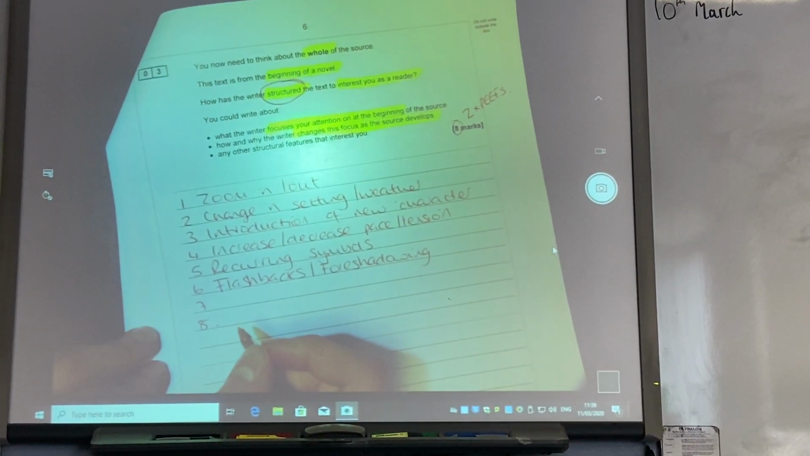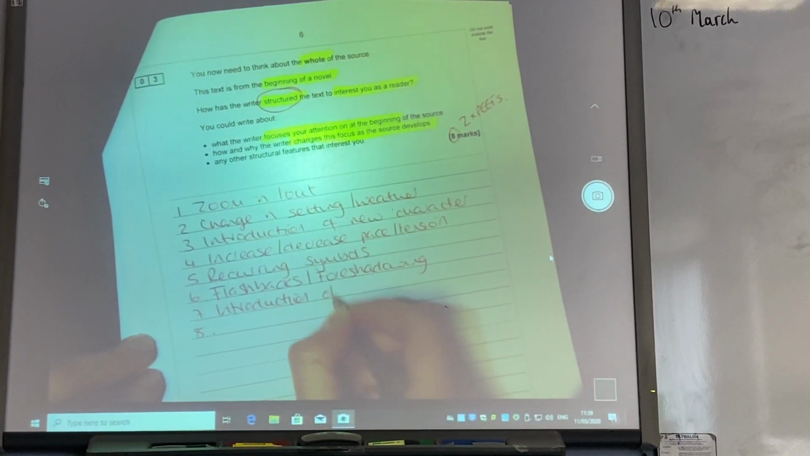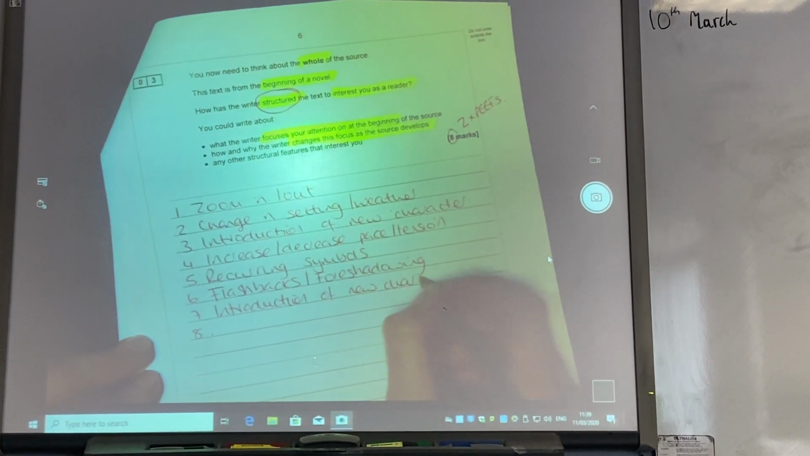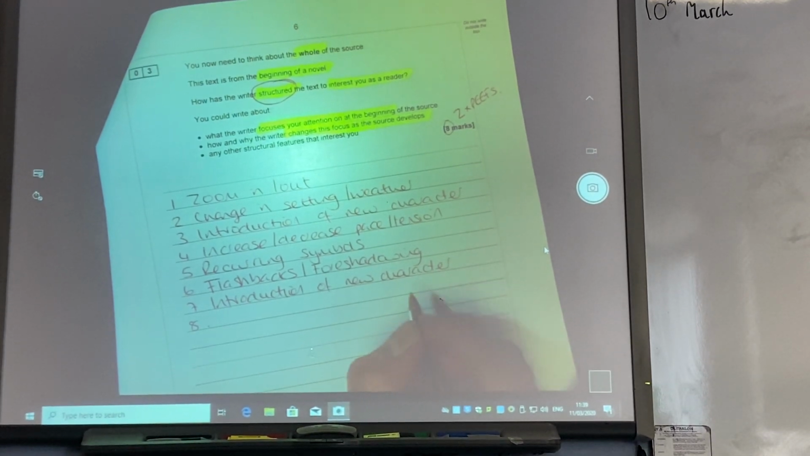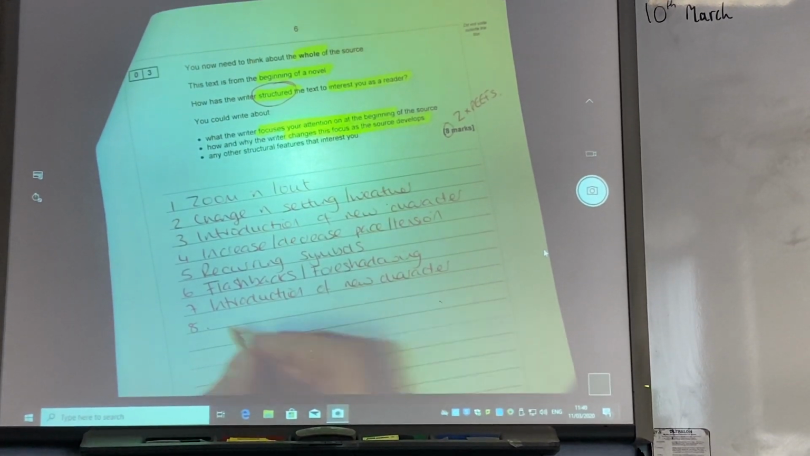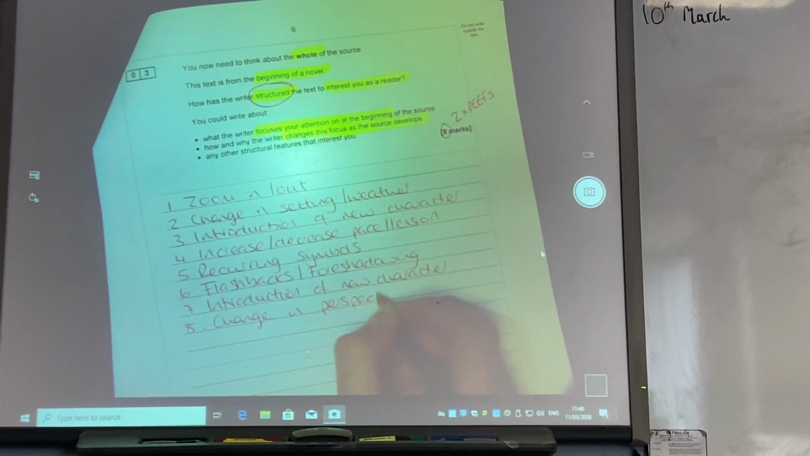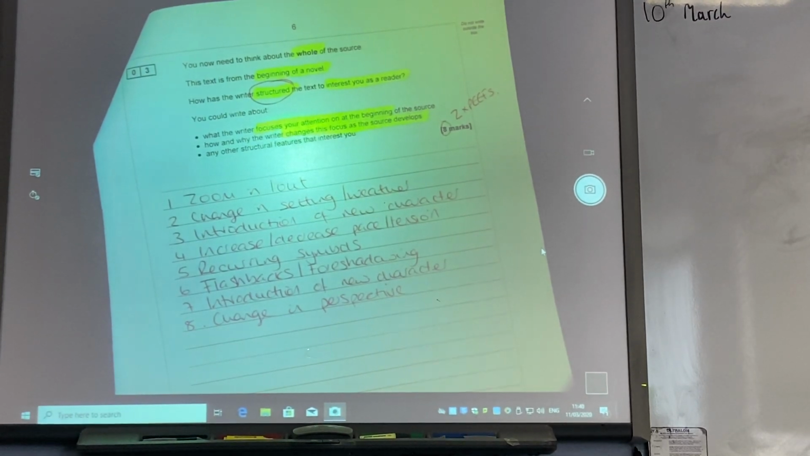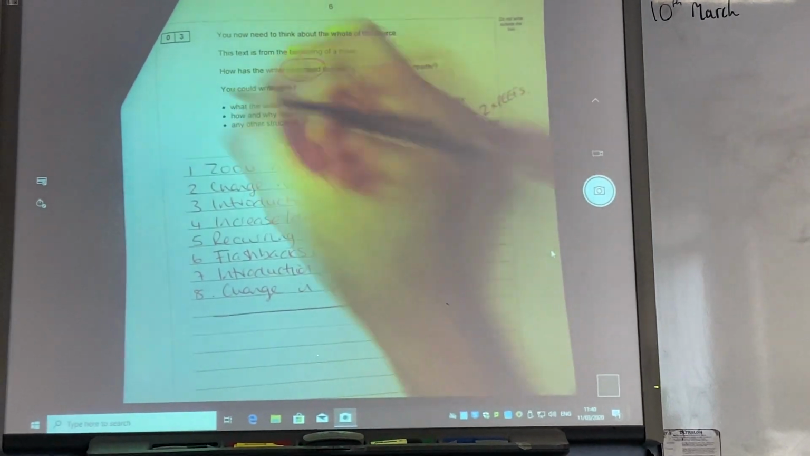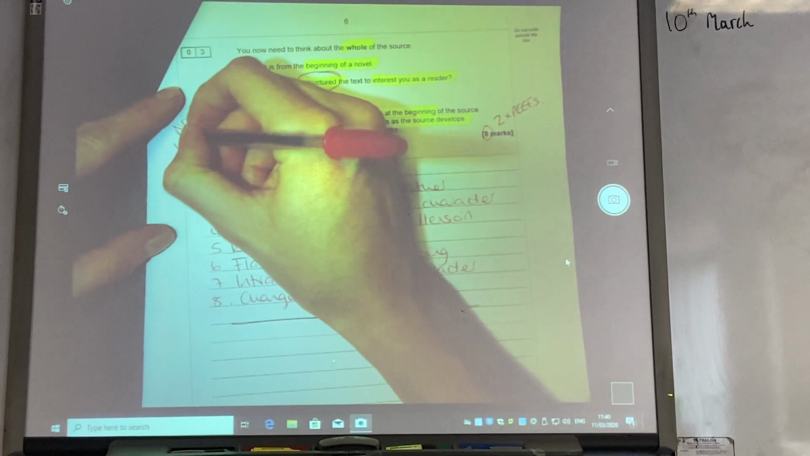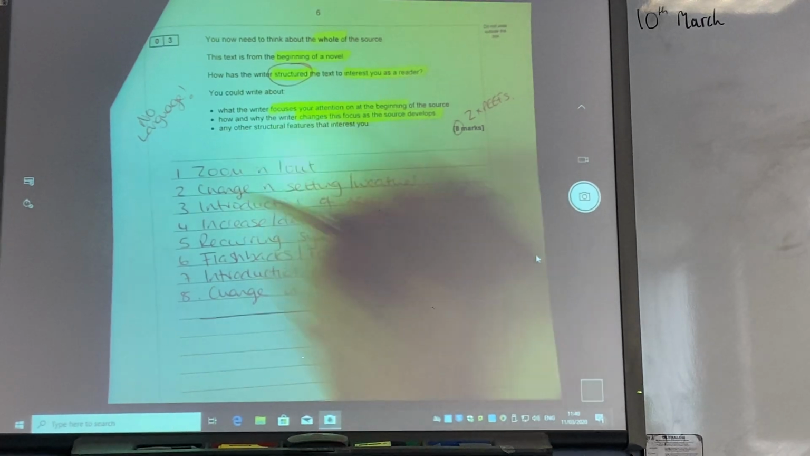Nearly there. Let's have a little think. How about introduction of new character? And one more to get us up to the 8. How about change in perspective? So whose viewpoint are we looking at? So there are 8 things to look for. And remember, I'm just going to make a little note up here, no language. You start writing about alliteration, etc., you won't get any marks.